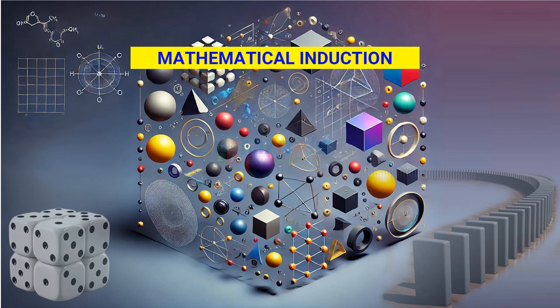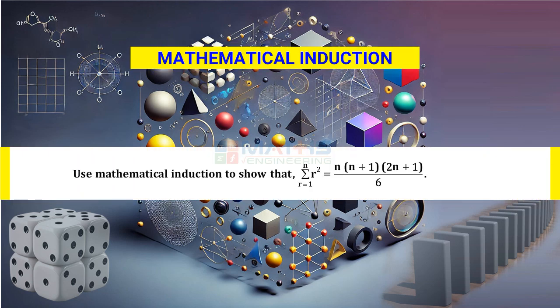In this session, we are going to discuss the principle of mathematical induction. Look at the given question. Use mathematical induction to show that the summation of r varies from 1 to n, r square is equal to n into n plus 1 into 2n plus 1 divided by 6.